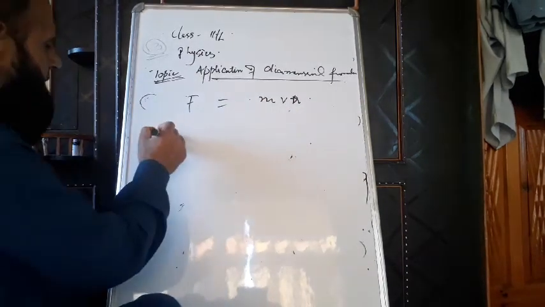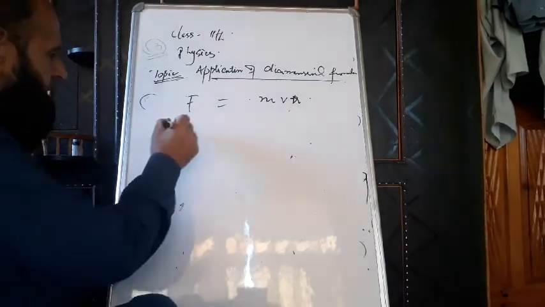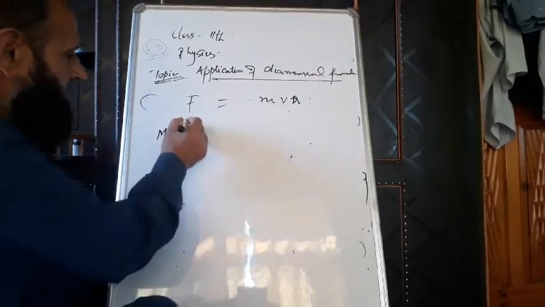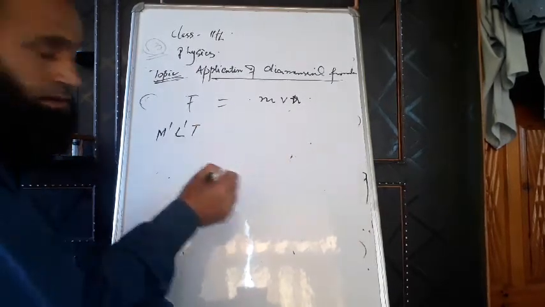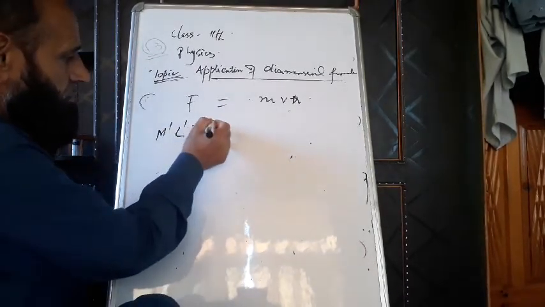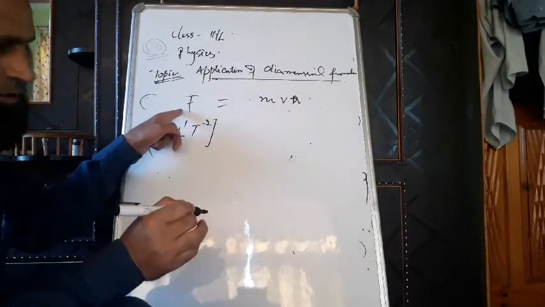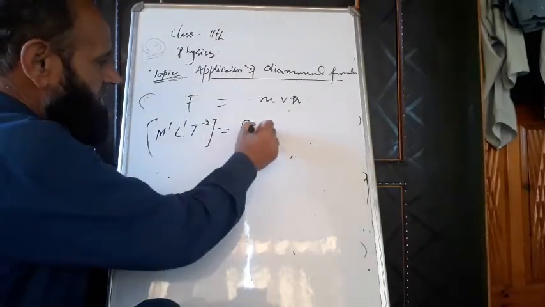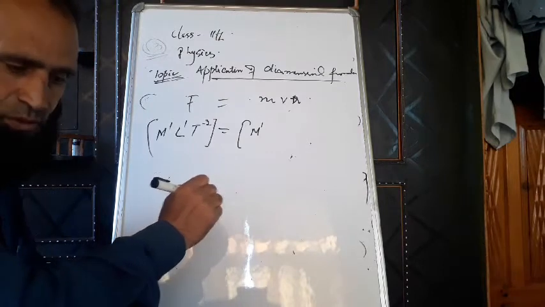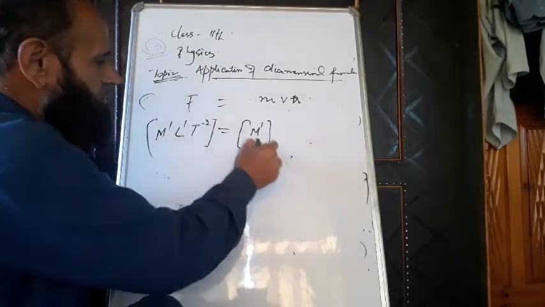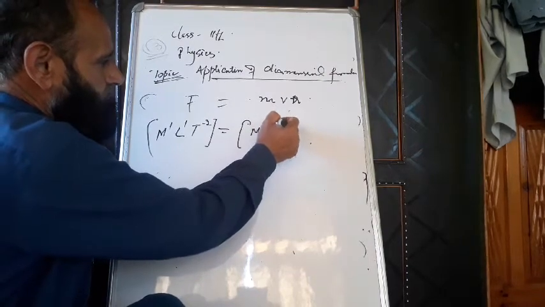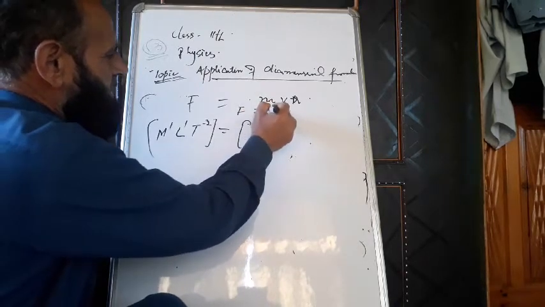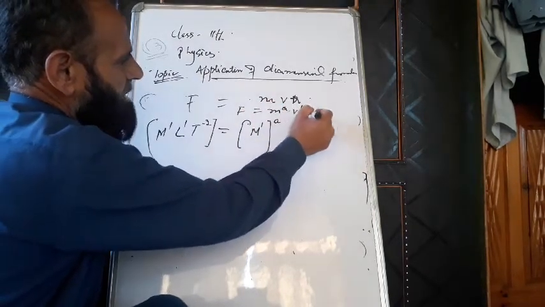For force, there is a mass. Force we call ma, so M1 L1, and a is acceleration, L1 T minus 2. These are the dimensions of force. Similarly, the dimension of mass is just M1; there is no length, there is no time. By the principle of homogeneity, I take F depends on m raised to power a, v raised to power b, and r raised to power c.